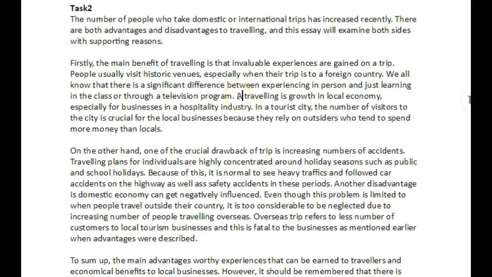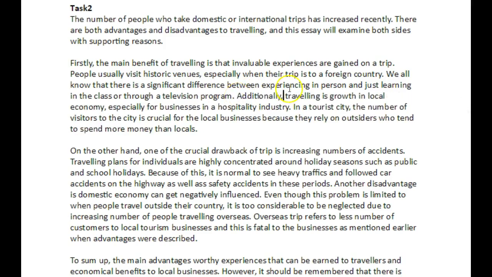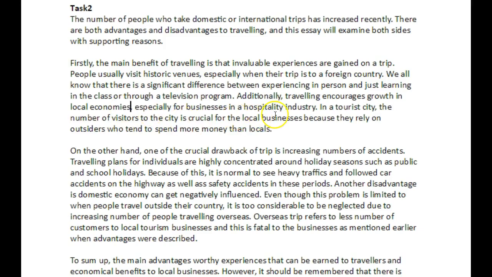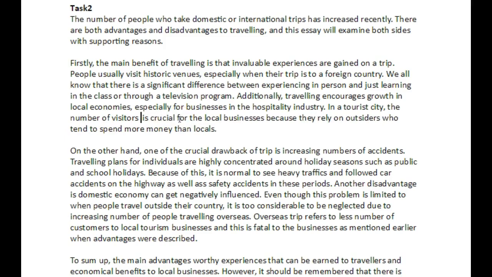Here as well, I would just use additionally. Travelling encourages growth in local economies, especially for businesses in the hospitality industry. In a tourist city, the number of visitors to the city, let's not use this again, the number of visitors is crucial for the local businesses because they rely on outsiders who tend to spend more money than locals. Good. Okay, now we're okay.